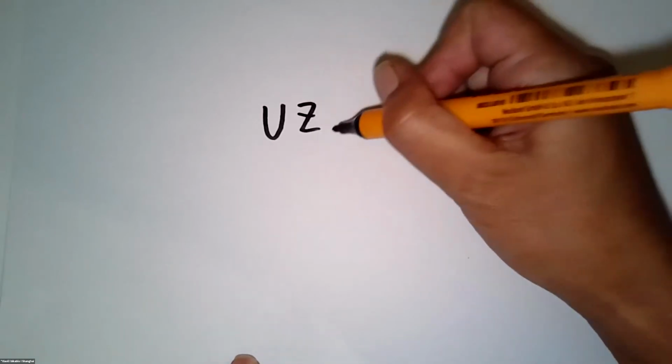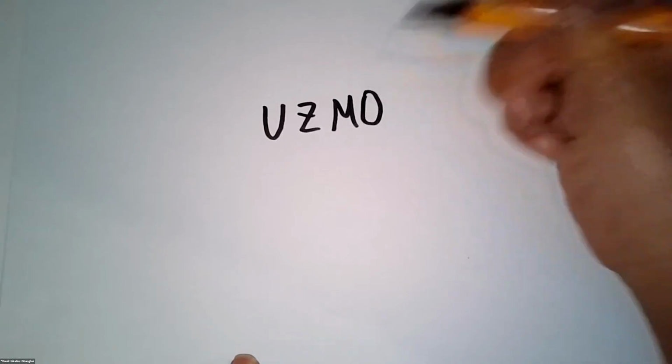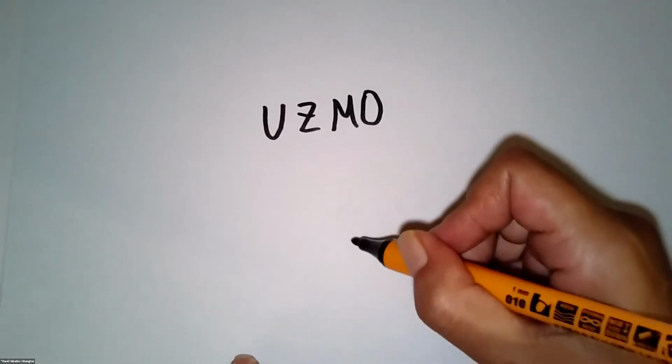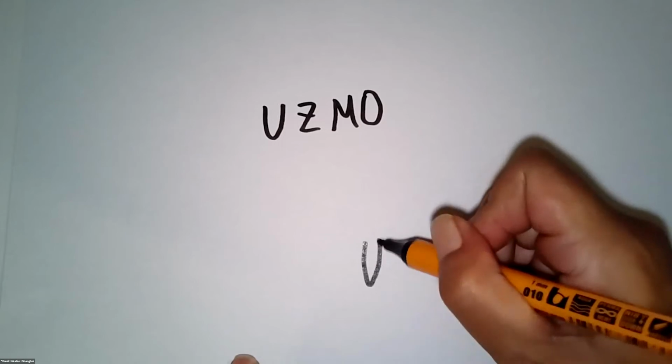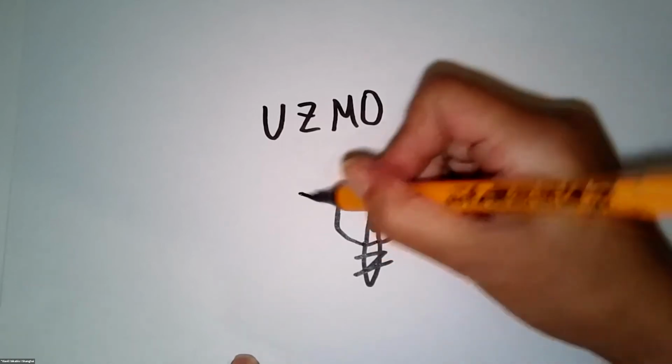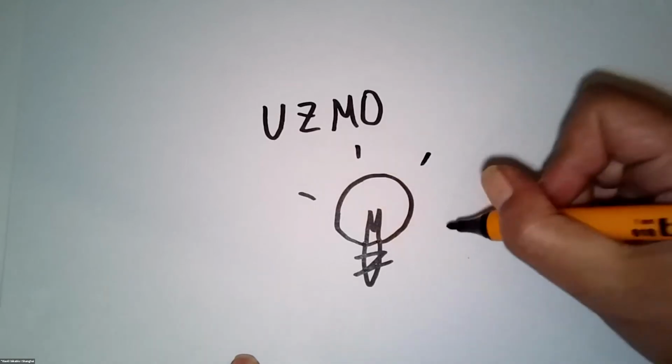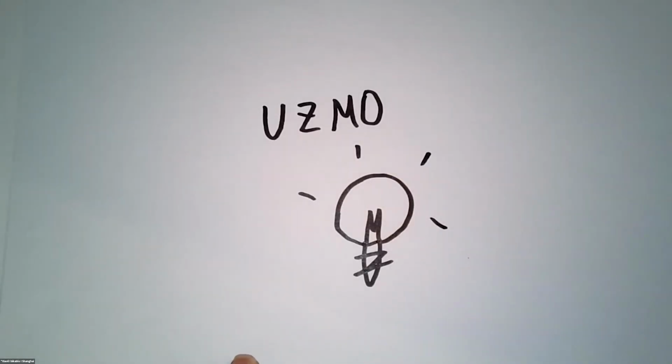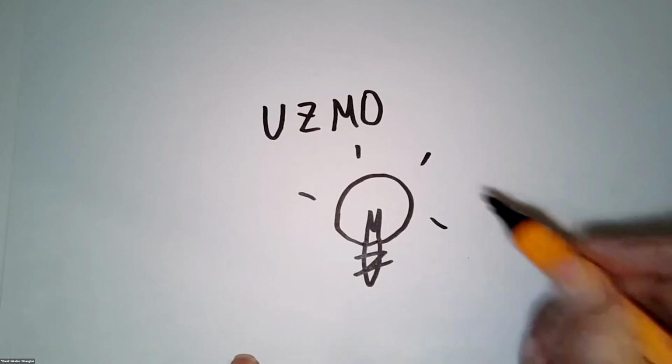Now I will just draw a light bulb with the 4 letters. If you find the right sequence, you will have the light bulb for innovation or idea, for example.